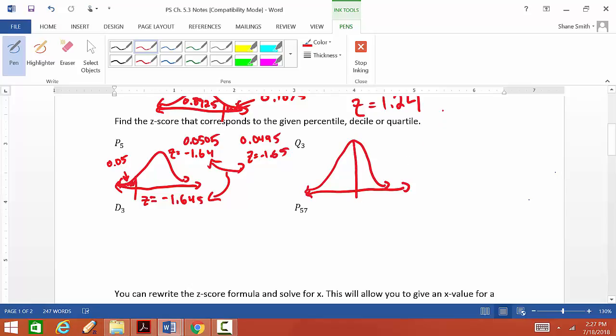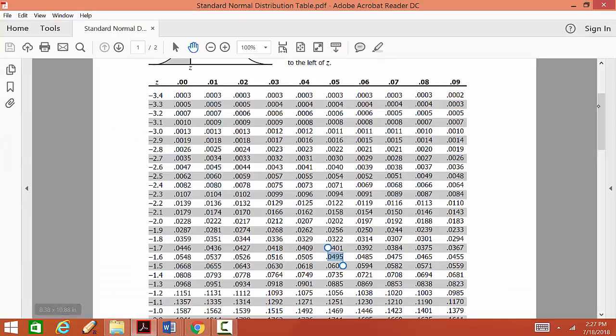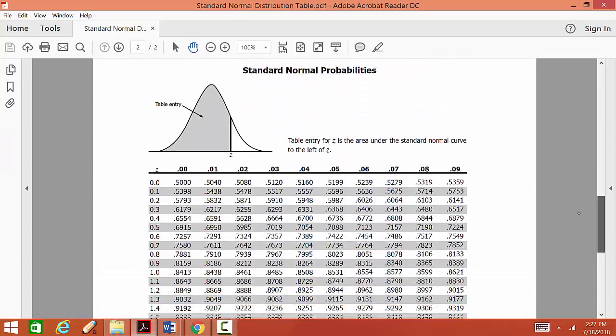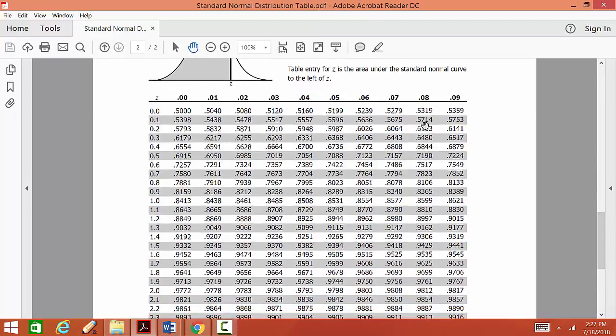Well, the third quartile, remember, is the 75th percentile because 3/4 is 75 cents or 75%. So we want to look up 0.7500. So once again, in the body of the chart, 0.7500, that's going to be a positive z-score. And there isn't one that's closest. There's 0.7486 and there's 0.7517.